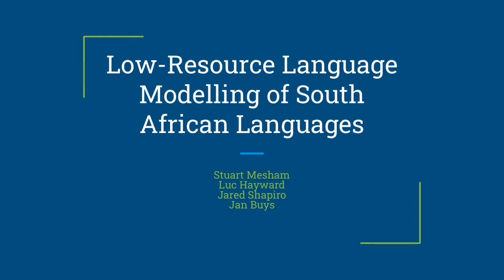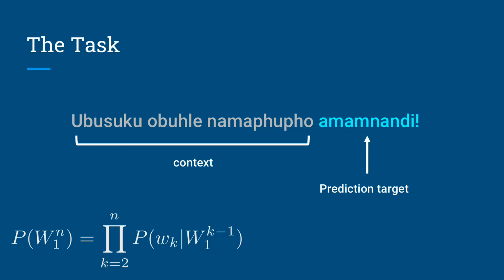In this paper, we investigate the relative performance of different types of language models on low-resource South African languages. The first question we'll need to answer is, what is a language model? A language model assigns a probability to a sequence of words.